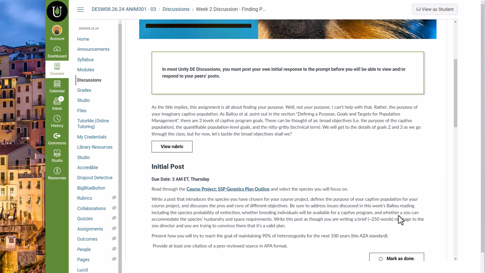Talk a little bit about probability of extinction, inbreeding, how breeding individuals might be available for your captive population. Can the zoo accommodate this captive population? Write this message to your zoo director. You're trying to convince them that this is a valid plan. Make sure that in this plan that you put together, you also discuss how you plan on maintaining a goal of 90% heterozygosity for the next 100 years in your population.